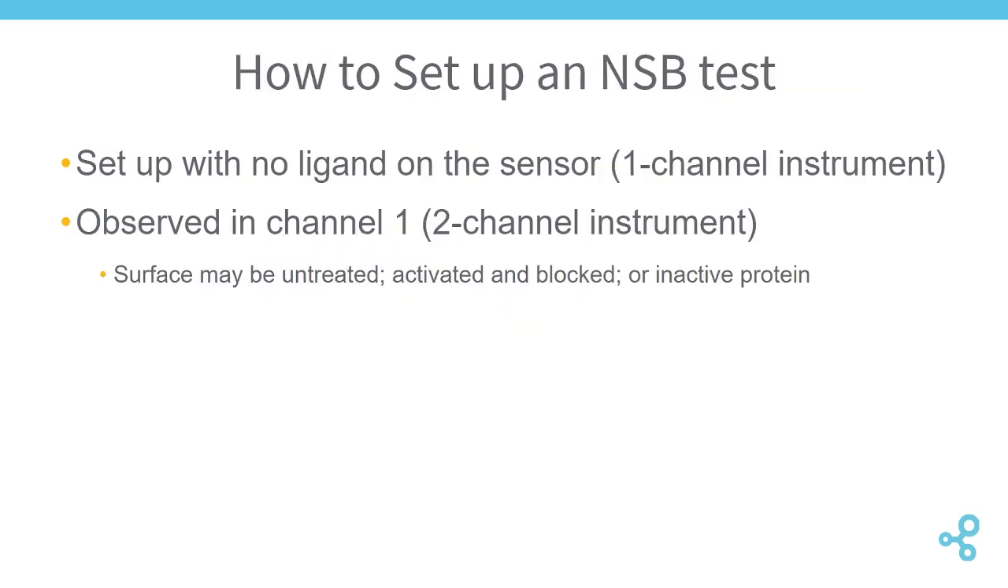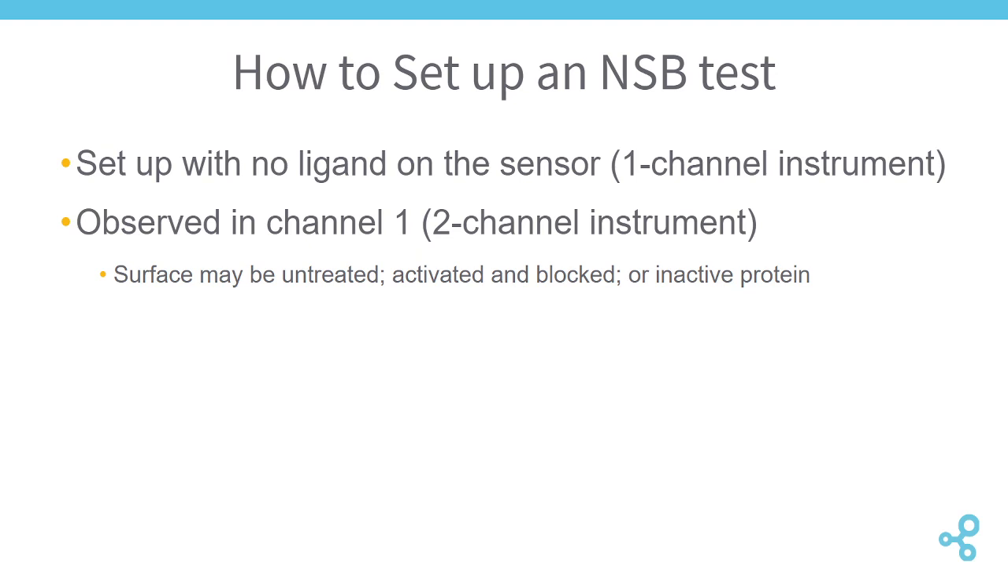So what do we do here? Well, first, we should set up a test for this so that we can combat it and optimize it. This can be done a variety of ways depending on what instrument you have. If we're using a one-channel instrument, whether it's the original instrument or a new one-channel instrument, we will set up an experiment using a sensor that has no ligand immobilized on it. In this case, again, we might have to use one of those blocking molecules. We'll either leave the sensor untreated, activate and block it with that blocking molecule, or, in the case of, say, an NTA sensor, immobilize a his tag protein that doesn't interact with our analyte.